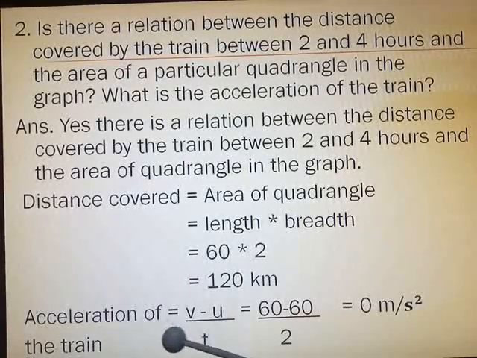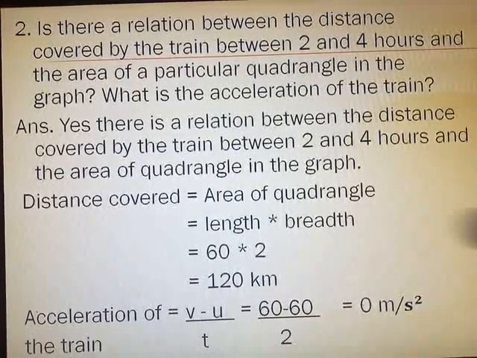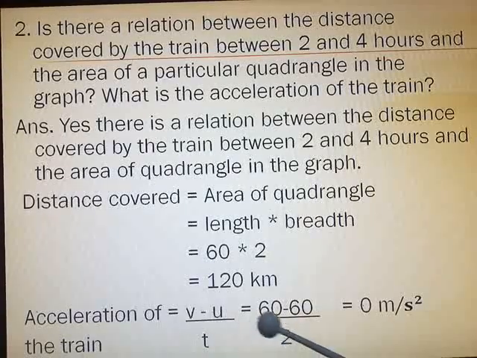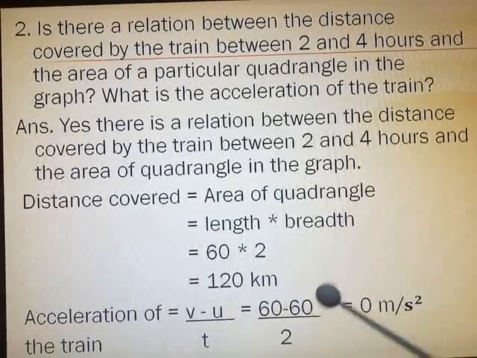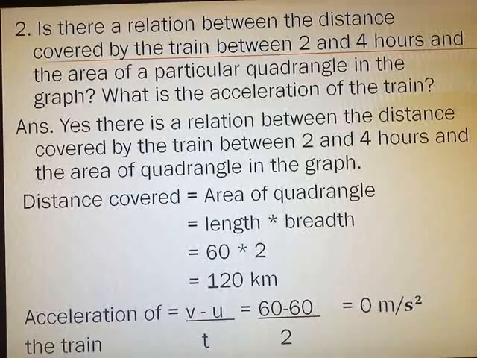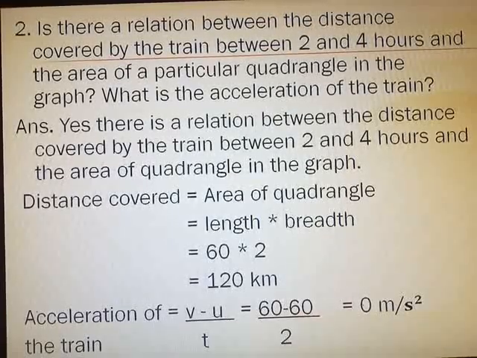Now the acceleration of the train: the formula for acceleration is v minus u upon t. Now the train is moving with a uniform motion, so the initial velocity will be 60 and the final velocity will also be 60. So 60 minus 60 upon 2. 60 minus 60 comes out to 0. So the answer is 0 meter per second square. Why is acceleration 0? Because the final and initial velocity of the train are the same. So 60 minus 60 upon 2 is 0 meter per second square.